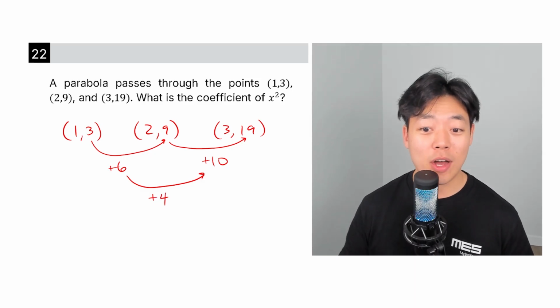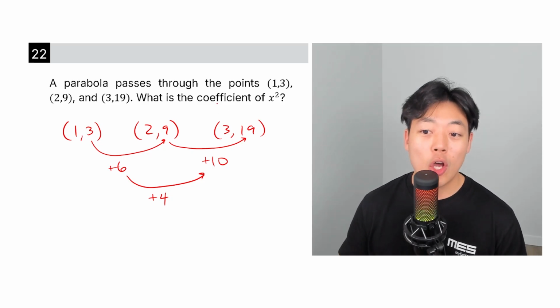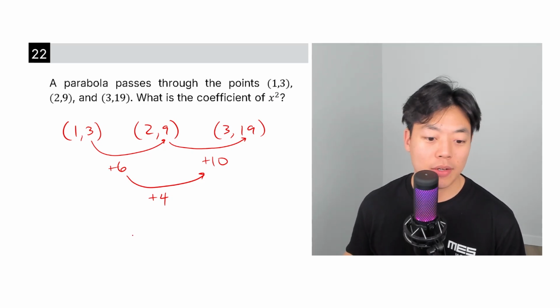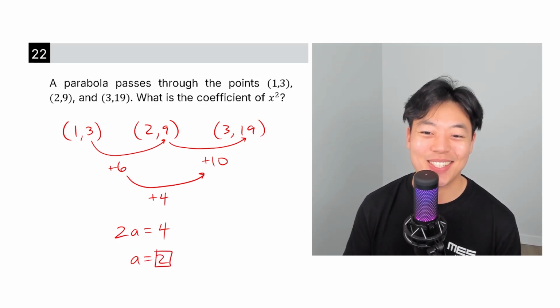And for any quadratic equation, if you did not know, or quadratic function, the coefficient of x squared, a, 2 times that will always equal that second difference. So a in this case will equal 2, and 2 will be your grid-in answer.